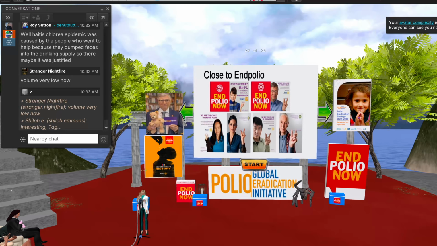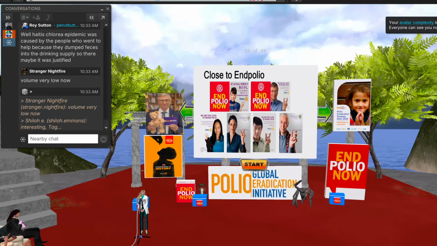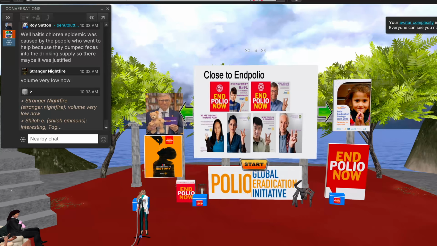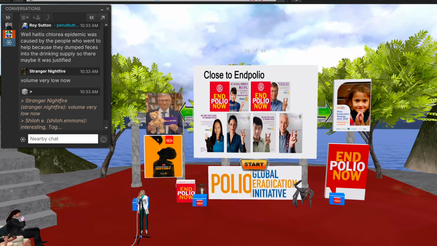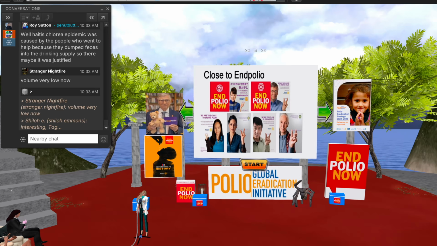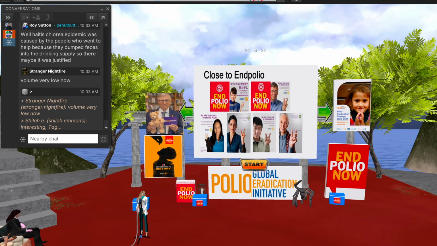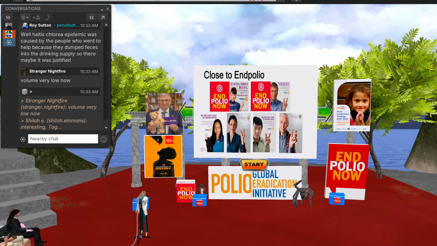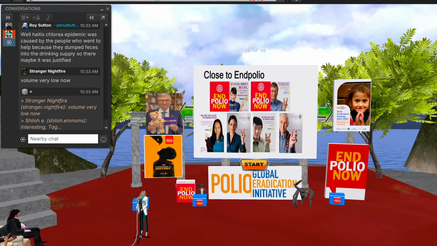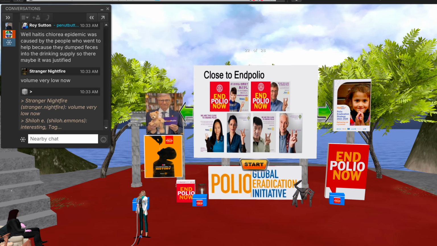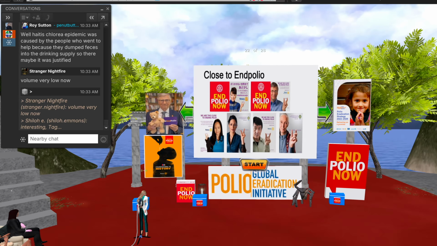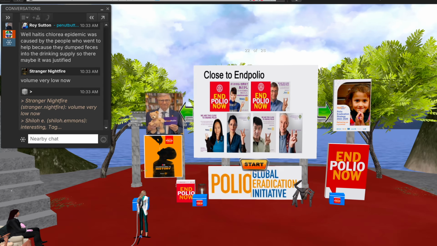The slide you see here features the slogan "We are this close," shown in many different languages and held by well-known figures. These posters were created by Rotary International. Bill Gates, through the Bill and Melinda Gates Foundation, has also contributed substantial funding to the global effort to end polio. However, recent shifts in international aid policies have created serious setbacks.